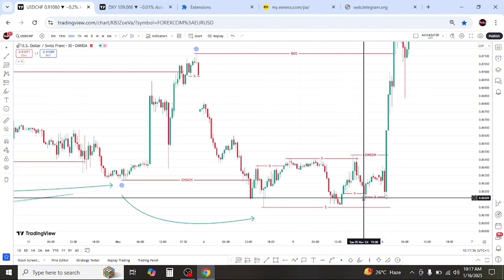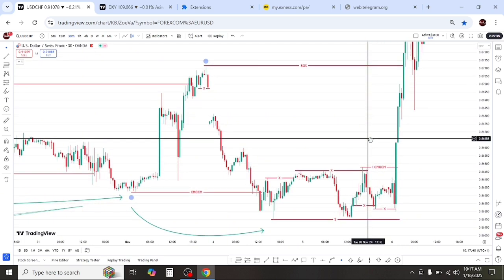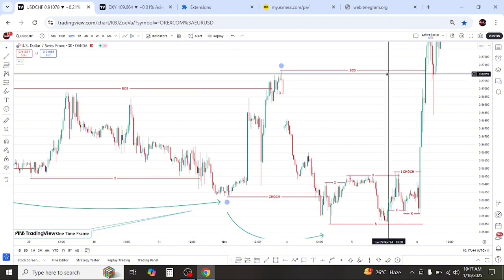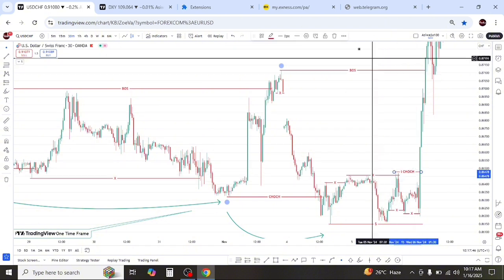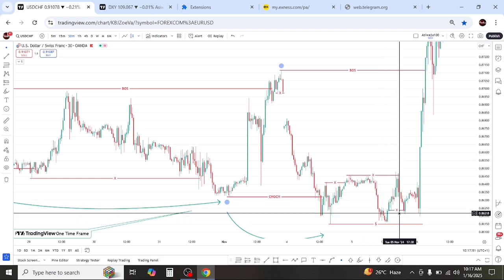Price went down again, went up again, grabbing lows and grabbing highs at this point. And what do we have? Price went up to break this high. We now have a break of structure. Sorry, let me just clear all these points in the market.